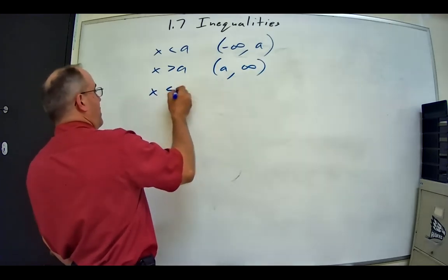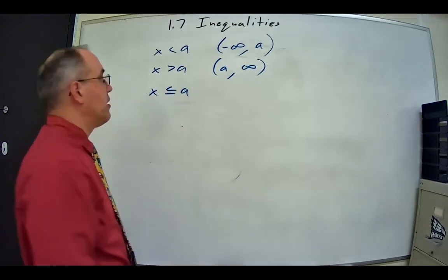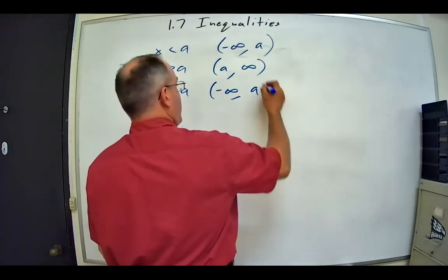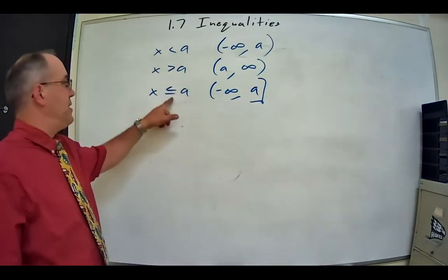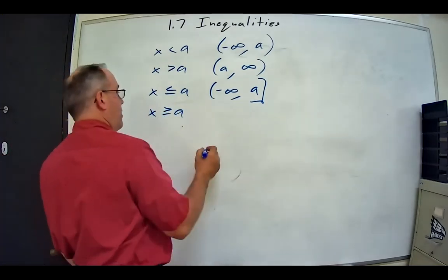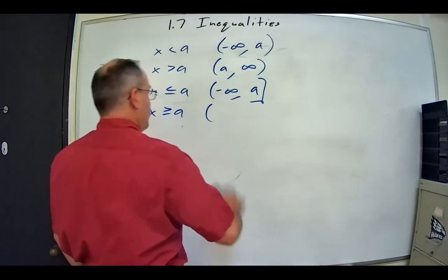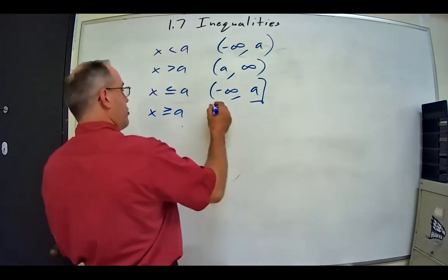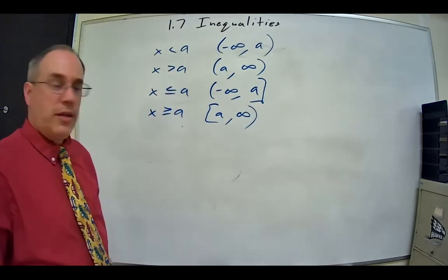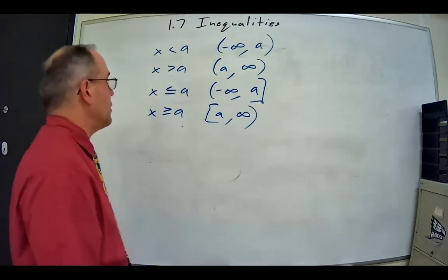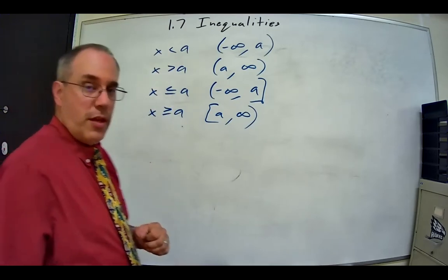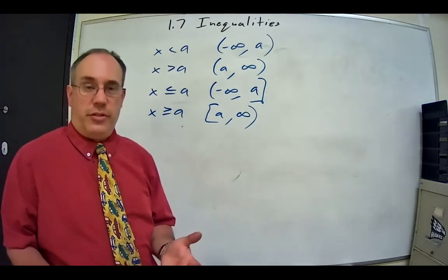If x is less than or equal to a, we have from negative infinity to a inclusive, because now we allow it to be equal to a. If x is greater than or equal to a, then a can be included, so we're going to start at a and go to infinity. Remember, we never include infinity. So that gives us less than, greater than, less than or equal to, greater than or equal to. Well, sometimes we have ranges.